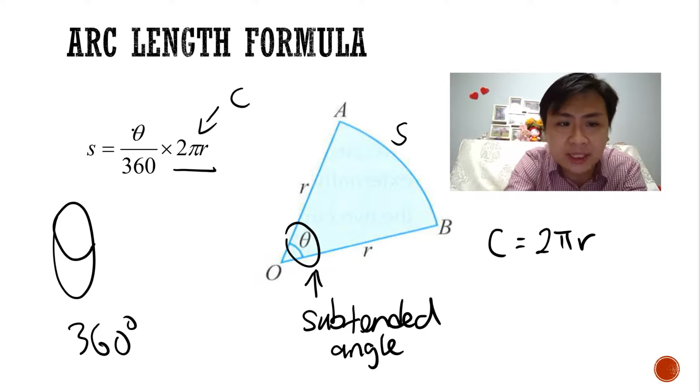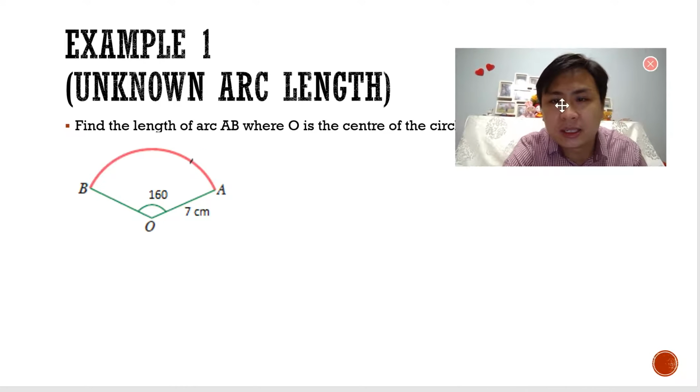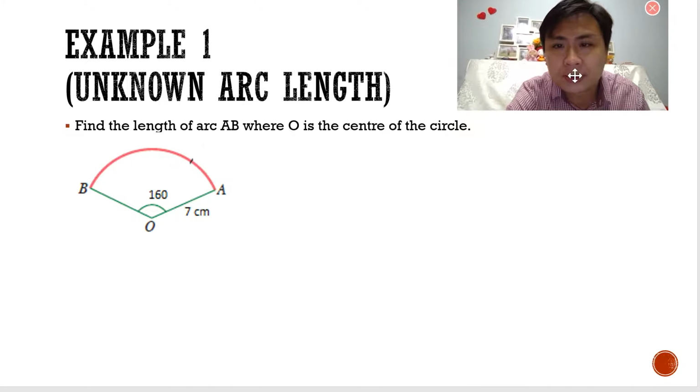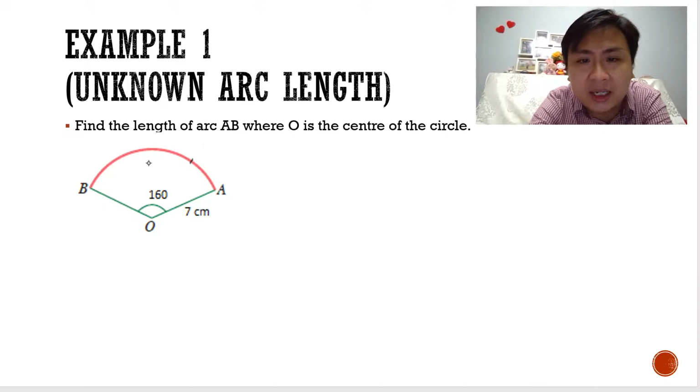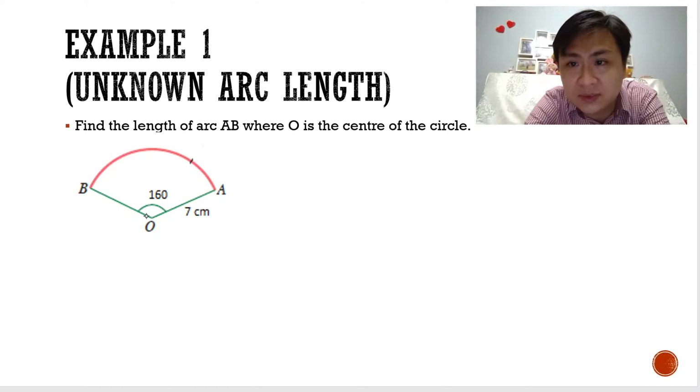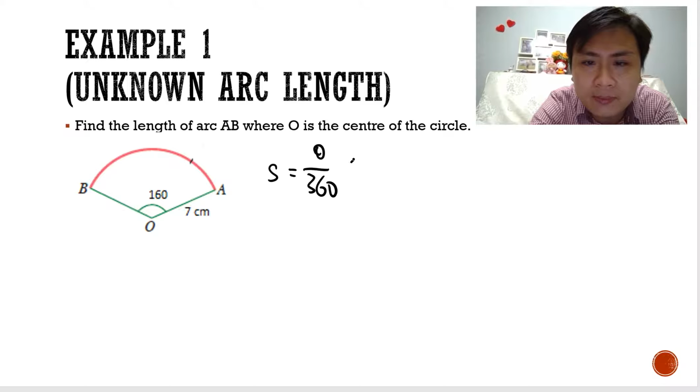Let's take a look at an example now. Suppose we have an unknown circle, and a sector over here, and we are asked to find the length of arc AB, where O is the center of the circle. How do we find the arc length in that case? We'll just apply the formula: S equals theta over 360 multiplied by 2 pi r.